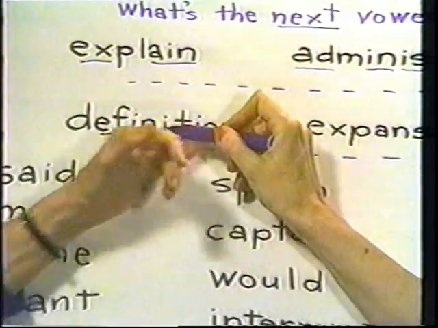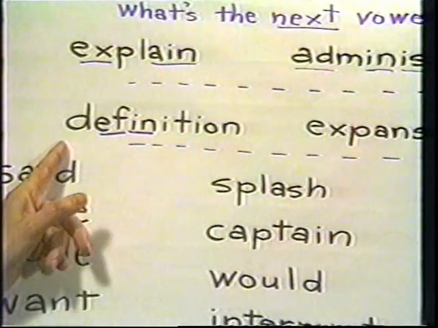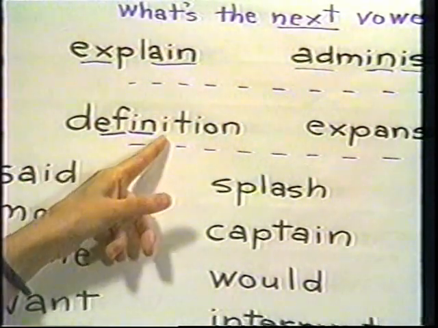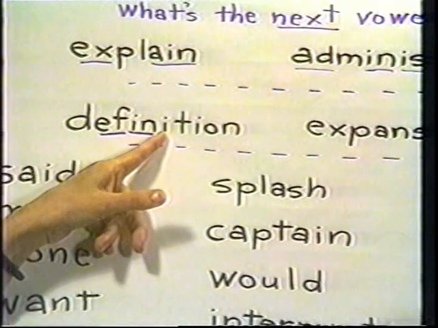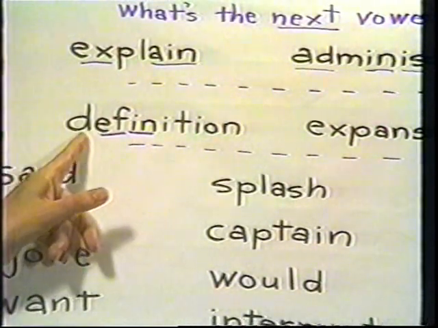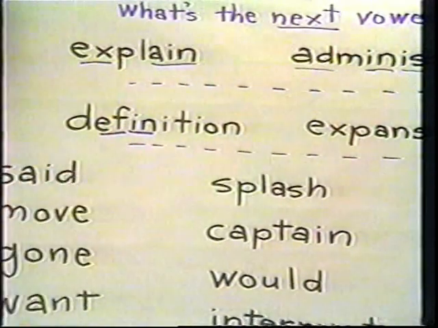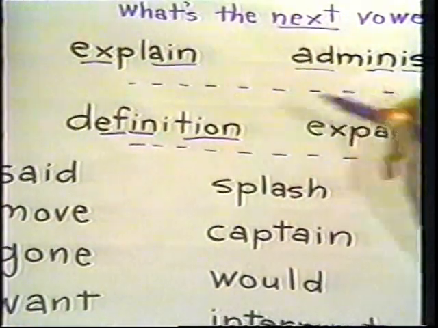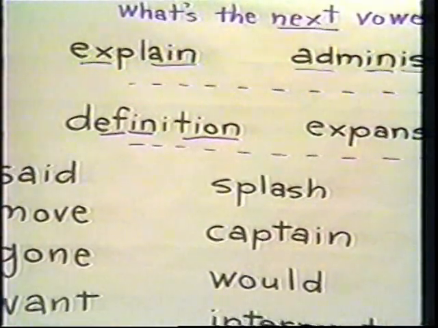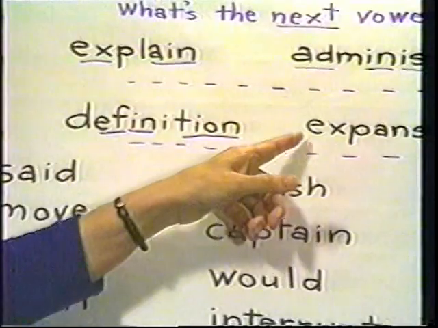I. Go back. Deafin. One vowel is short. I. Go back. Definition. Underline T-I-O-N. What's the family? Shun. And what's the word? Definition. Correct.